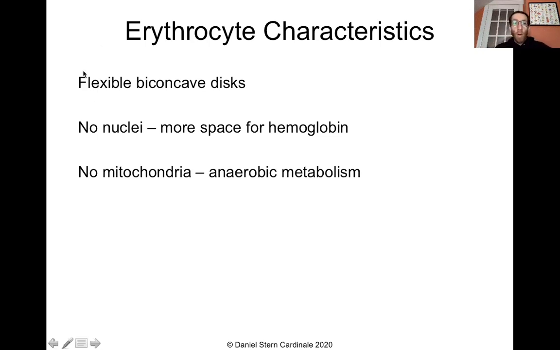Very importantly, they are flexible for a reason we talked about last time when we looked at capillaries. The diameter of capillaries in some parts of your body is actually smaller than the diameter of red blood cells. So red blood cells have to kind of deform and squeeze through the narrow passages. So they have to be flexible in order to work. As mature red blood cells, they do not have nuclei. The idea is that we're going to pack the red blood cells full of a protein called hemoglobin that we'll see in just a second.